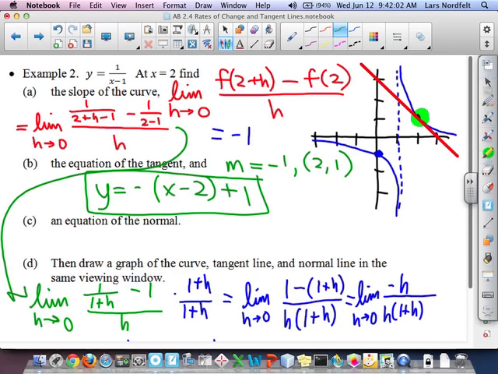This was really hard to find this limit. Don't you think? A little bit tricky? Yeah. Sorry.